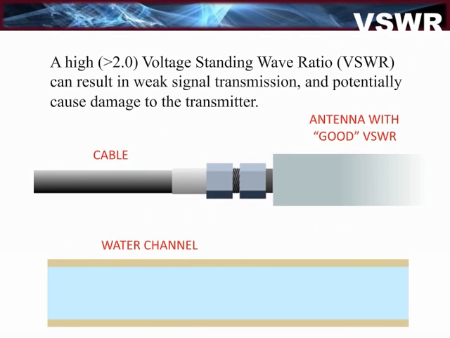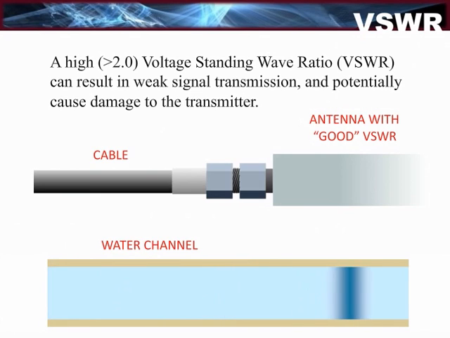Antennas come with a rating of VSWR, or Voltage Standing Wave Ratio. A high VSWR, which may be considered greater than 2.0, can result in a weaker transmitted signal. In some cases, a high VSWR can cause damage to the transmitter.